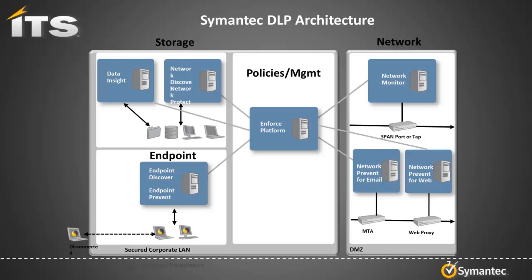In the top left-hand corner, you have your Network Discover and Network Protect. Network Discover is exactly what it says. It goes out, looks at SharePoint, looks at file servers, combs through all that data, and says, hey, do I have a rule that matches? If yes, what are my response rules for it?